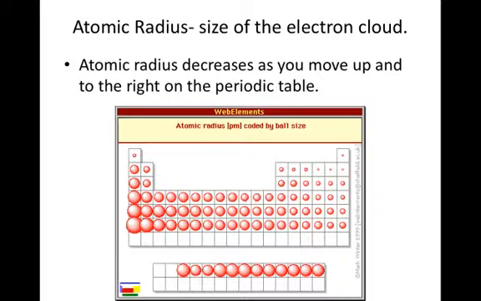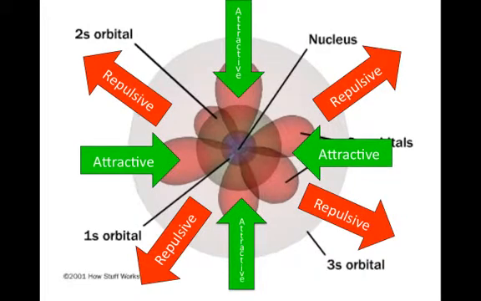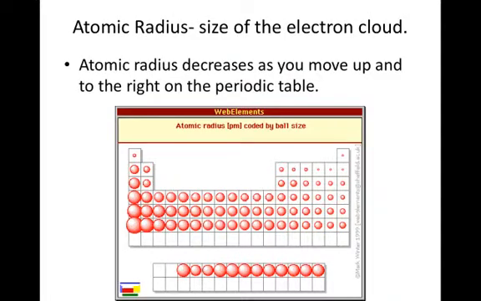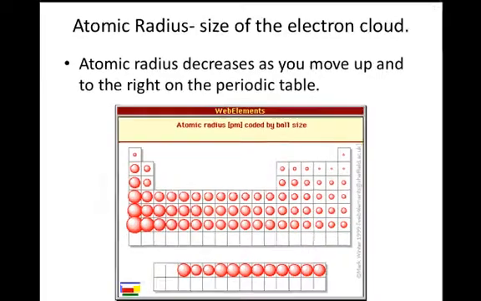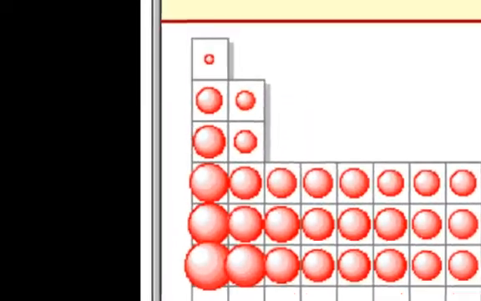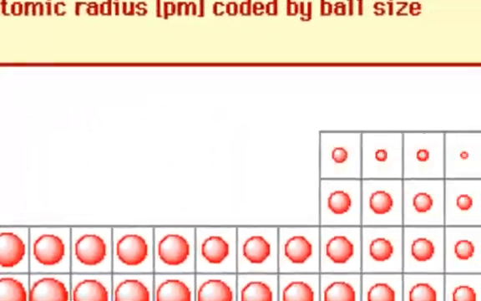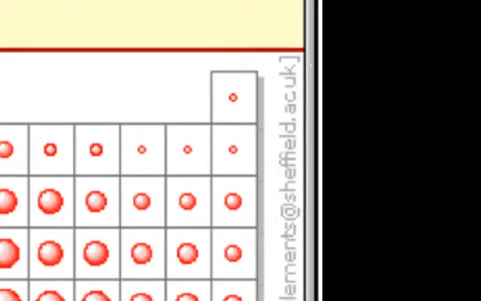Atomic radius is the size of the electron cloud. So if you look right here, you can see this cloud around the nucleus, and electrons are sitting in their orbitals. The size of that cloud is the atomic radius. The atomic radius decreases as you move up and to the right on the periodic table.